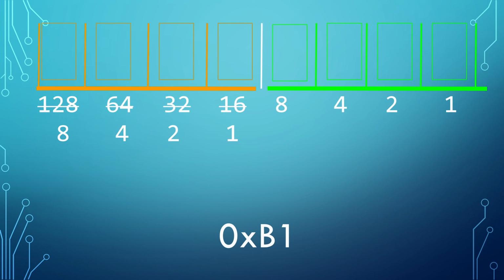What about 0xB1? Well, B is 11. Right? 11 minus 8 gives me 3. So I'll put a 1 here. Can I do 3 minus 4? No. 3 minus 2? Yes. Gives me 1. Put a 1 there. 1 minus 1 is 0. So there we go. 1, 0, 1, 1. And then for the 1, we just do 0, 0, 0, 1.